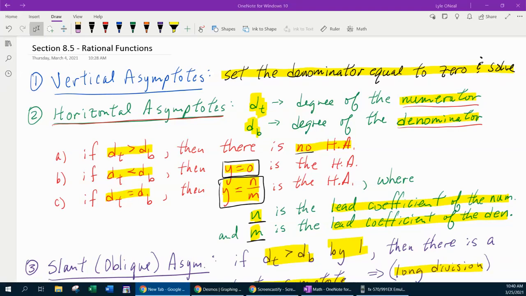Hello and welcome to part 2 of our lesson on rational functions from section 8.5 in our text. We're going to pick up where we left off looking at examples from the textbook.